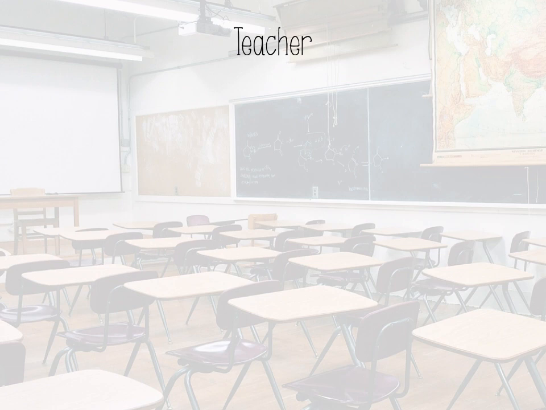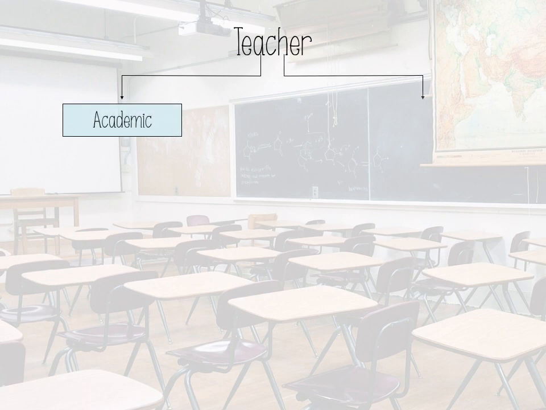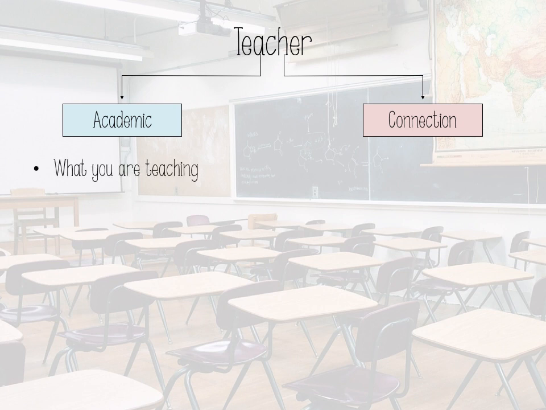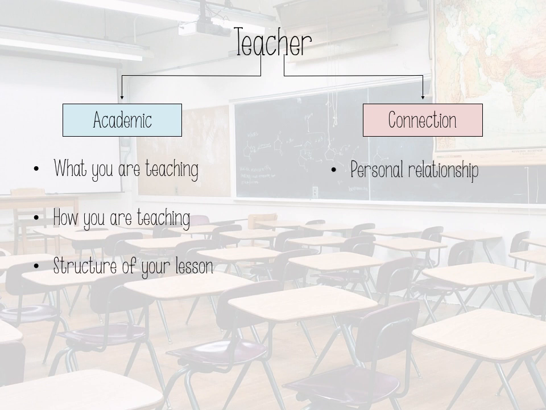Teachers have many responsibilities in the classroom, but there are two main ones that we're going to have a look at. They are responsible for the academics in the classroom, and they are responsible for the connection or the relationship that they have with each learner. When we talk about academics, it will be in reference to what you are teaching, how you are teaching, and the structure of your lessons. And when we talk about a connection, we are referring to the personal relationship that you have with the learner and the emotional support that you provide.